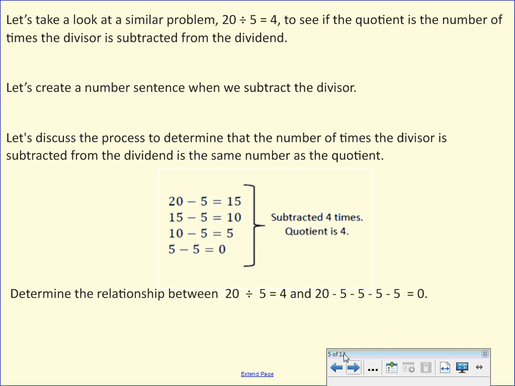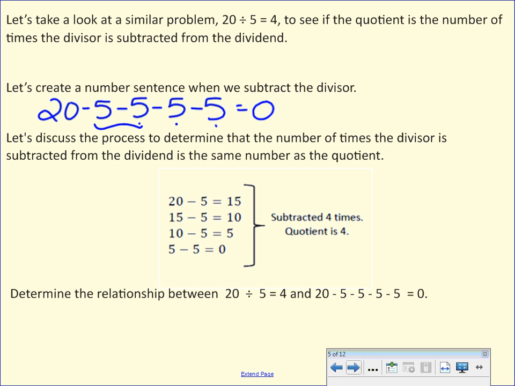So now let's look at a similar problem. We just did 20 divided by 4. Now let's do 20 divided by 5. Let's see if we keep taking away 5, if we get the quotient of 4. Let's see. So here's our number sentence. Minus 5, minus 5, minus 5, minus 5. What's 20 minus 5? Minus 5, minus 5, minus 5.